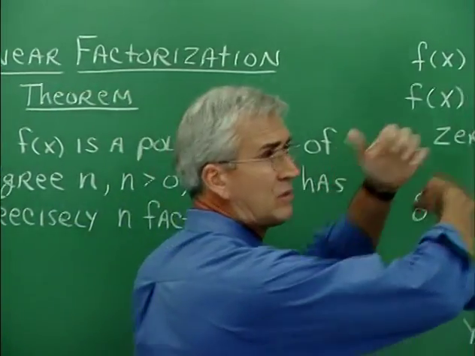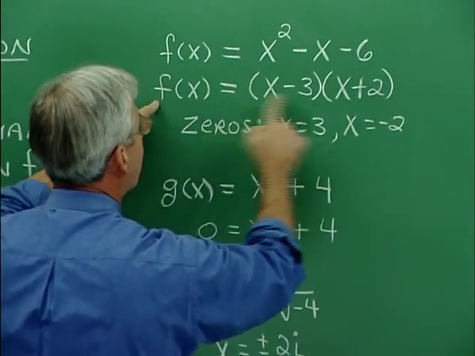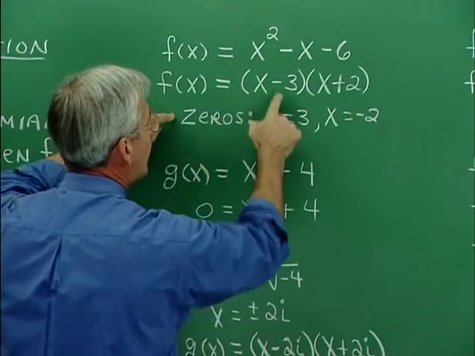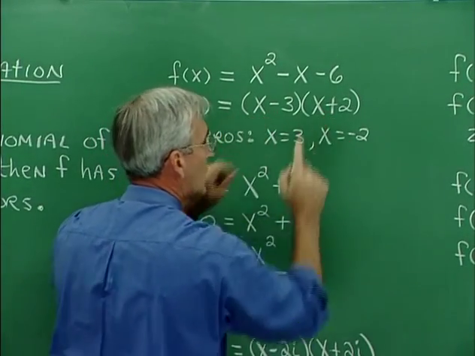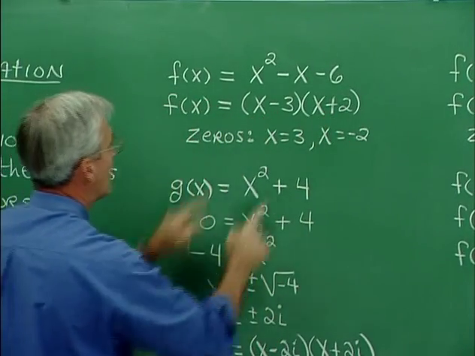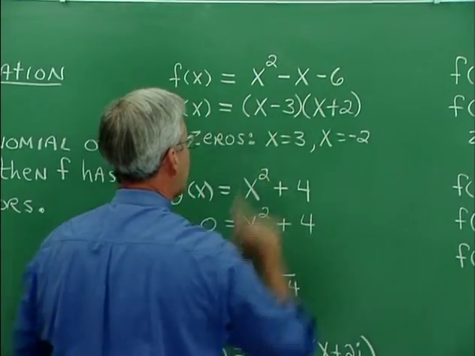We know that if we have a very simple function like this one, we can factor it and we can identify the zeros as the values of x that cause each factor to become 0. Okay, that's easy enough. 2 zeros, second degree, 2 zeros, 2 linear factors.